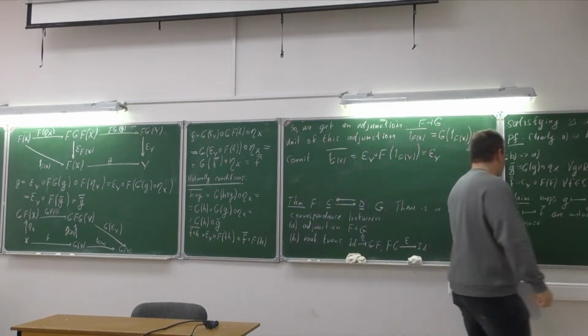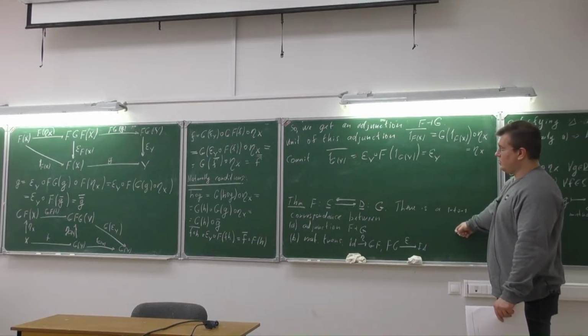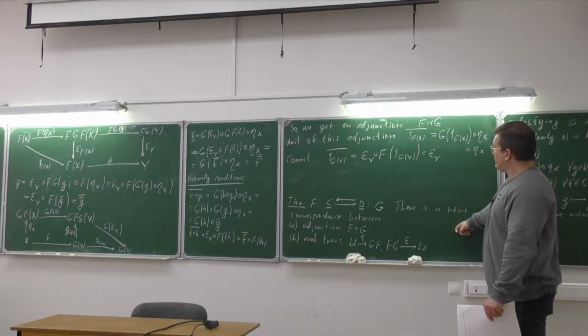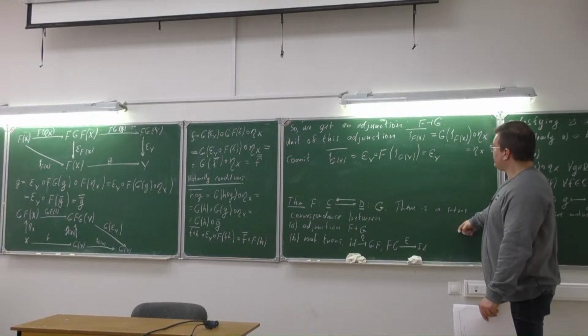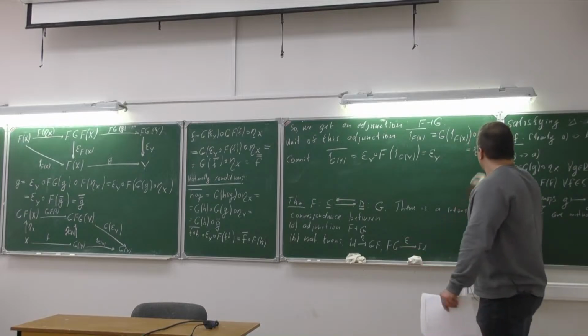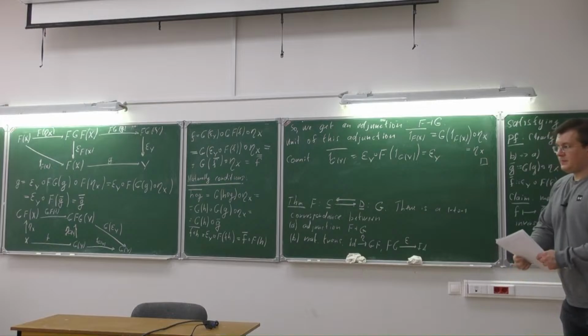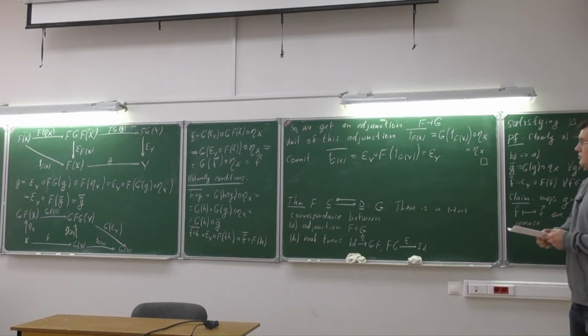So we recovered from the data in B data in A, and we also can be completely sure that the unit and co-unit of this new adjunction is precisely the same as the given in the B. So with this I can finish the proof of this theorem. Okay. So any questions?